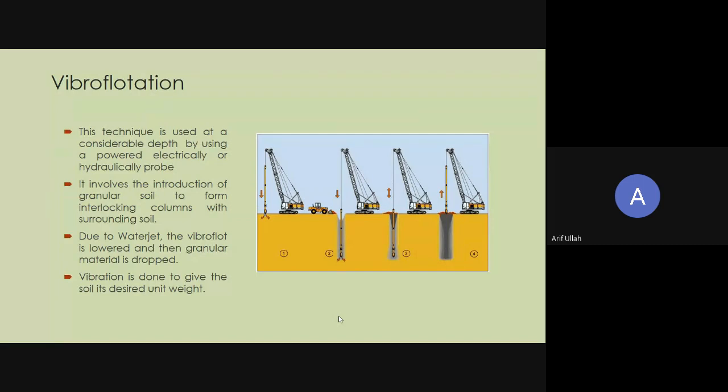Due to the water jet, the vibroflot is lowered and then granular material is dropped. Vibration is done to give the soil its desired unit weight. Vibroflotation utilizes water and the mechanical vibration of the vibroflot to move the particles into a denser state, due to which the unit weight is increased.